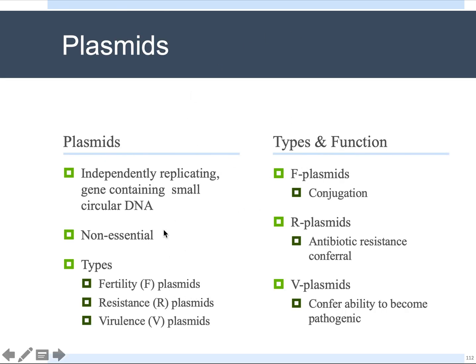There are different types of plasmids. Plasmids will replicate independently. They are not necessarily essential for life, but they may confer on these organisms pathogenicity, and that may help them to actually survive. In the types of plasmids, we have fertility, resistance, and virulence plasmids. And so they all have different roles that they play in the survival of the bacteria. So this brings us to the end of our lecture on microbial genetics.